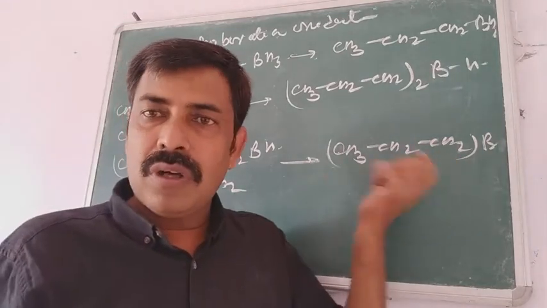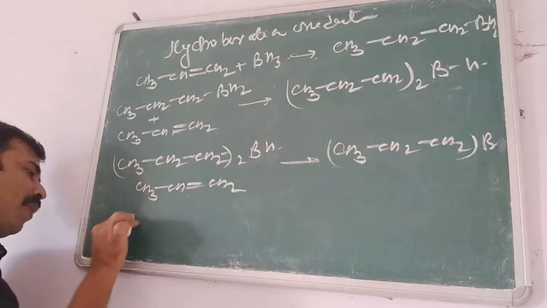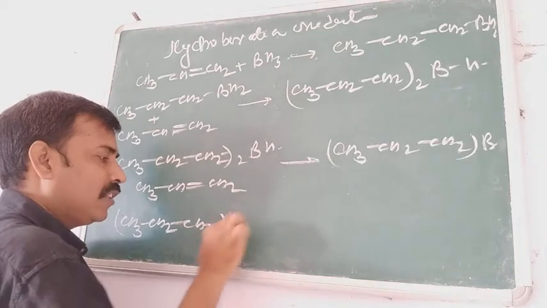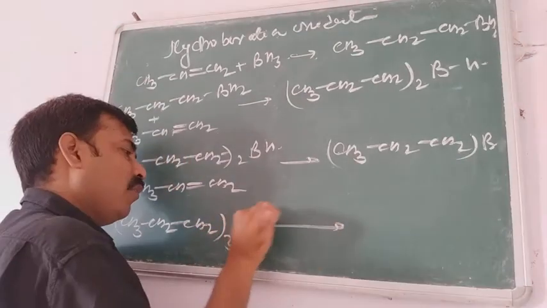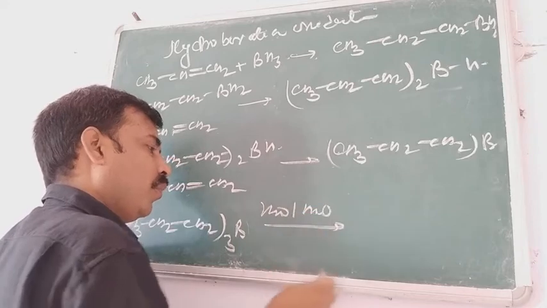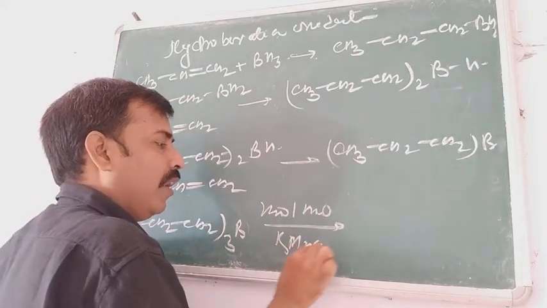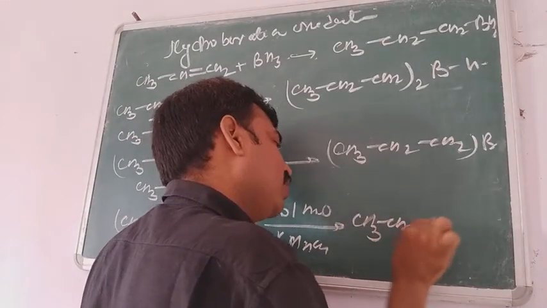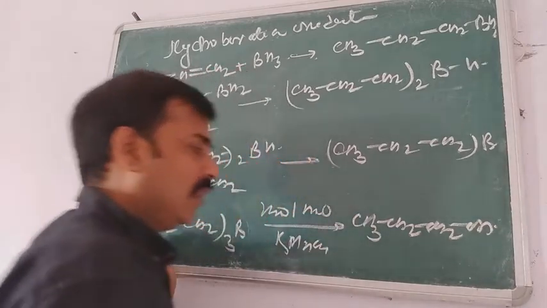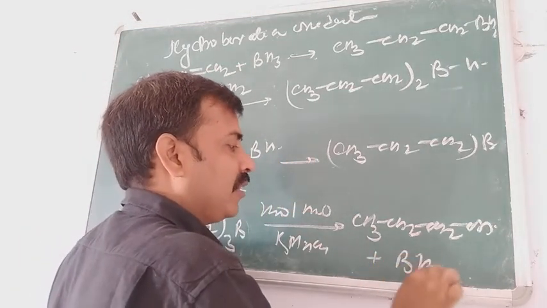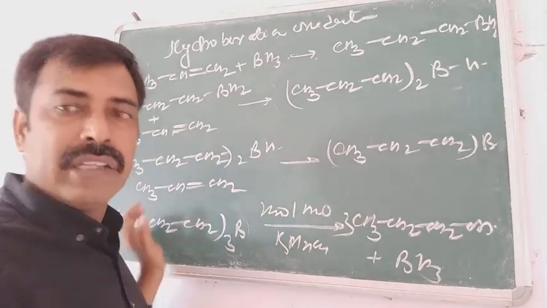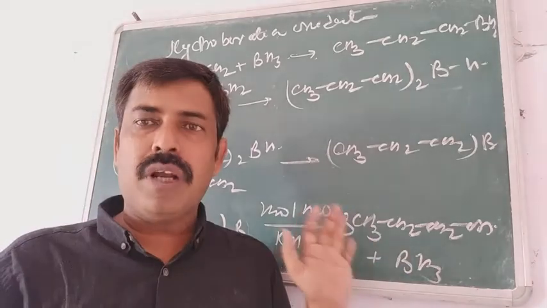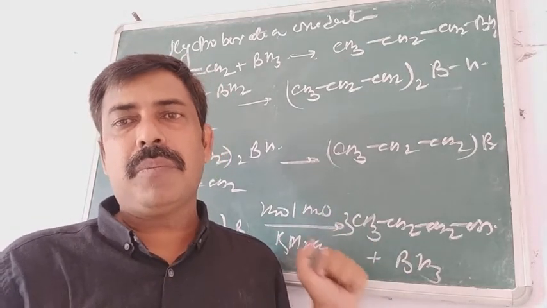Now this compound undergoes hydrolysis. This is the compound CH3CH2CH2 thrice B. For the hydrolysis we are using water, H2O2 as an oxidizing agent, and it will give CH3CH2CH2OH along with BH3. This is the overall hydroboration oxidation reaction, one of the important reactions in this chapter.